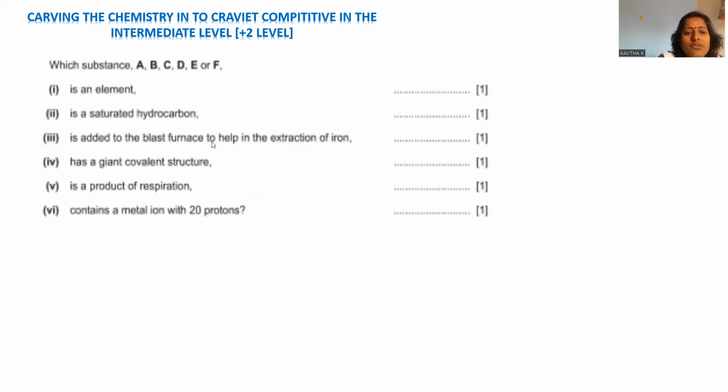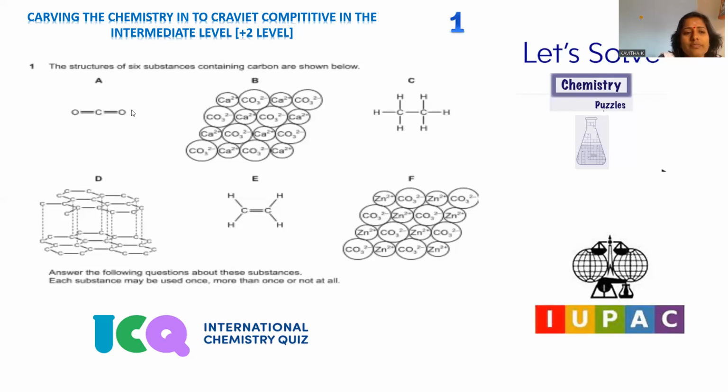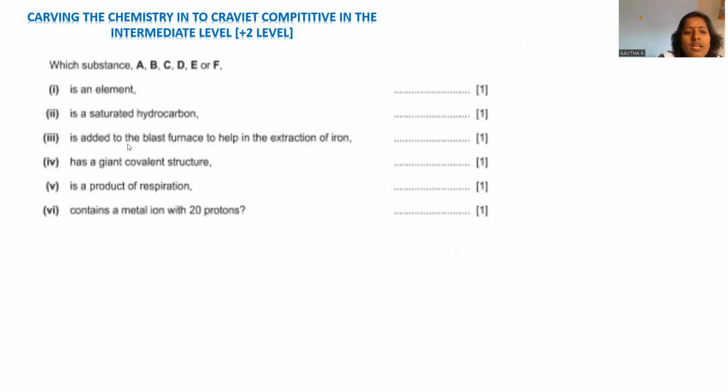Let's go with question number 3. Dash is added to the blast furnace to help in the extraction of iron. Iron is extracted from different ores. The best example of an iron ore is hematite, and the iron oxide form is most suitable for extraction. During the extraction, the compound added in the blast furnace is calcium carbonate. Option B will be the right answer for question number 3. During the extraction of iron in the blast furnace, the compound added will be calcium carbonate.